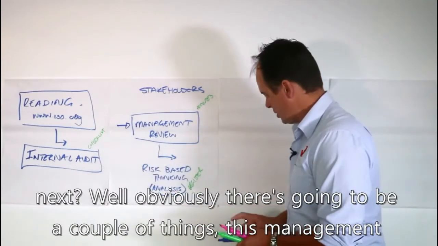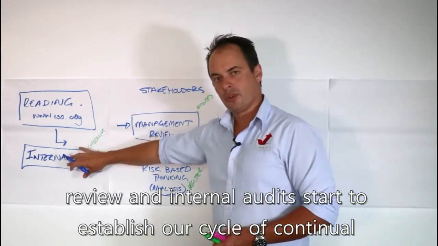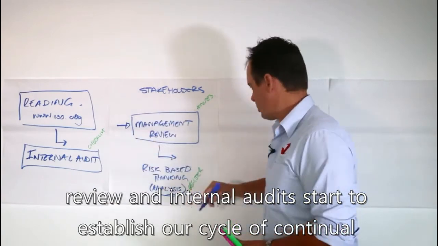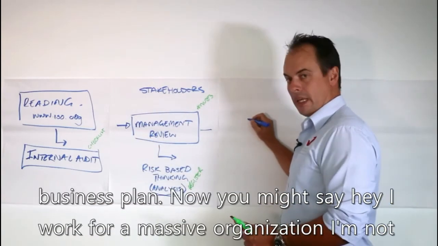So what do we do next? Well, obviously there are going to be a couple of things. This management review and the internal audits start to establish our cycle of continual improvement. So moving right along over here, we can start to talk about our business plan.